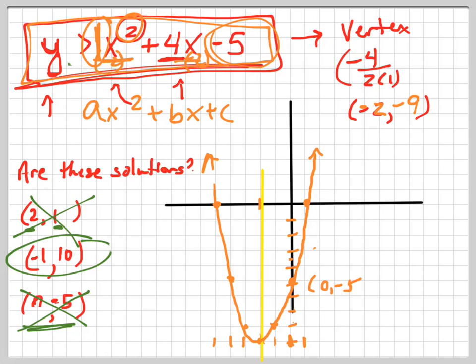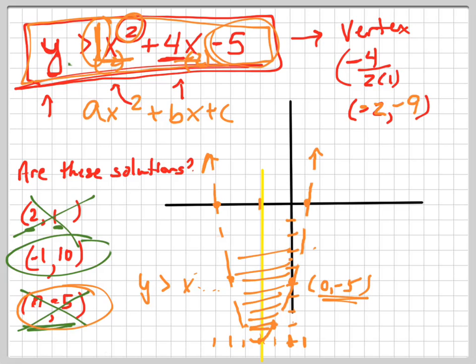And now I'm going to make a dotted line, which represents that my solutions are not on the line. The points on the line, like for instance 0, negative 5, that point right here, is on the line. But this is not saying y is greater than or equal to x squared plus 4x minus 5. This is saying y is only greater than it. So which values are greater than that dotted line? All the values on the inside are greater.